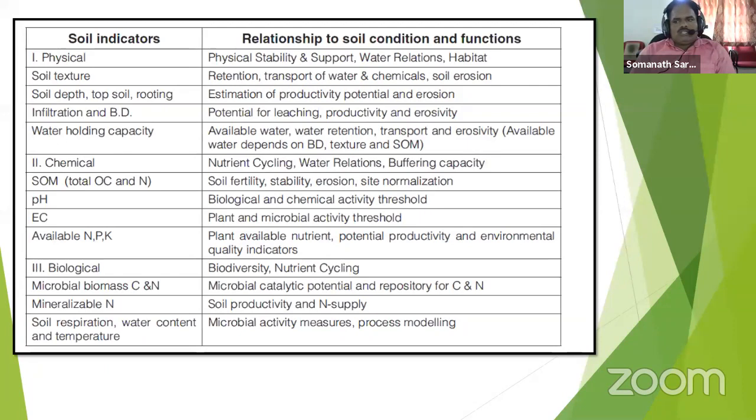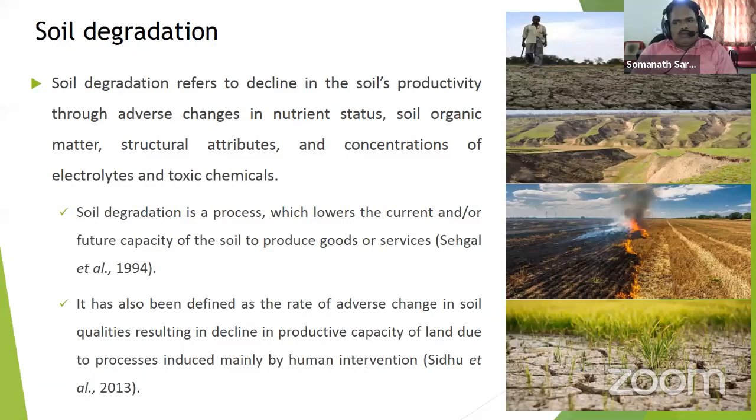Then the soil degradation. What are the major factors or causes of soil degradation which affect soil health? Soil degradation refers to the decline in soil's productivity, or deterioration of the soil's physical, chemical, and biological properties, which affects the productivity of the soils. Ultimately, it deteriorates the soil health. These pictures describe the deterioration of the soils.